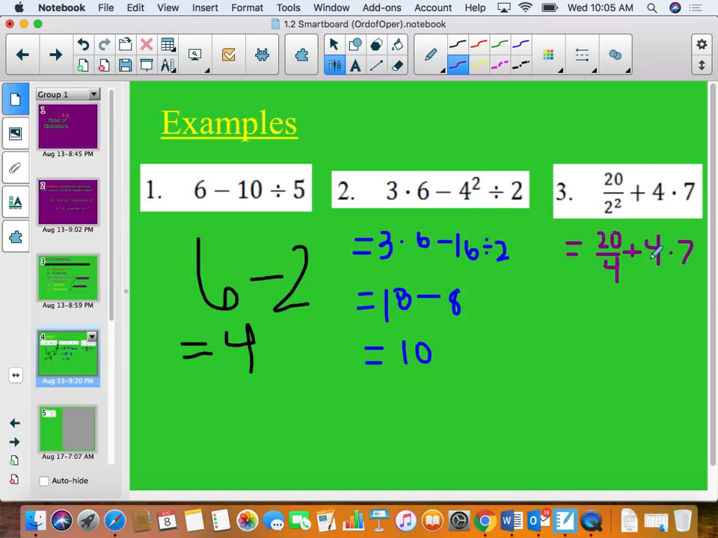Now this here that looks like a fraction bar, 20 over 4, as we stated in yesterday's lesson, when we have the fraction, that actually means division. So our next step in our process is to do any addition or any division or multiplication. So I have division in 20 divided by 4, which is going to give us 5. And then if I move over, I have plus, and 4 times 7, multiplication at this level as well, gives me 28.